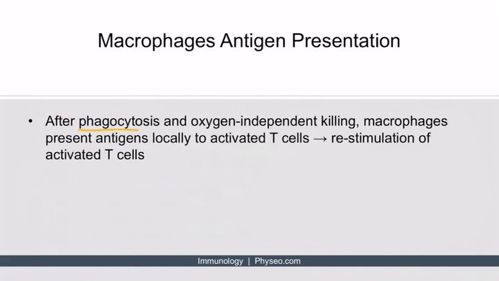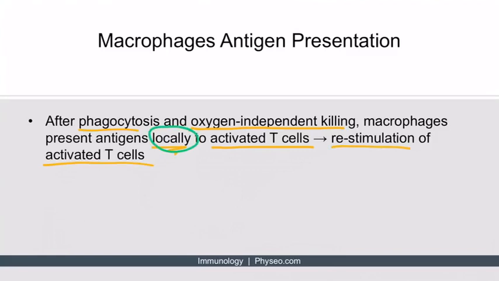After phagocytosis and oxygen-independent killing, macrophages will present antigens locally to activated T cells. This leads to re-stimulation of activated T cells. And I want to emphasize that word local. This means that macrophages don't travel to the lymph nodes and activate T cells. Instead, they stay in the inflamed tissues.